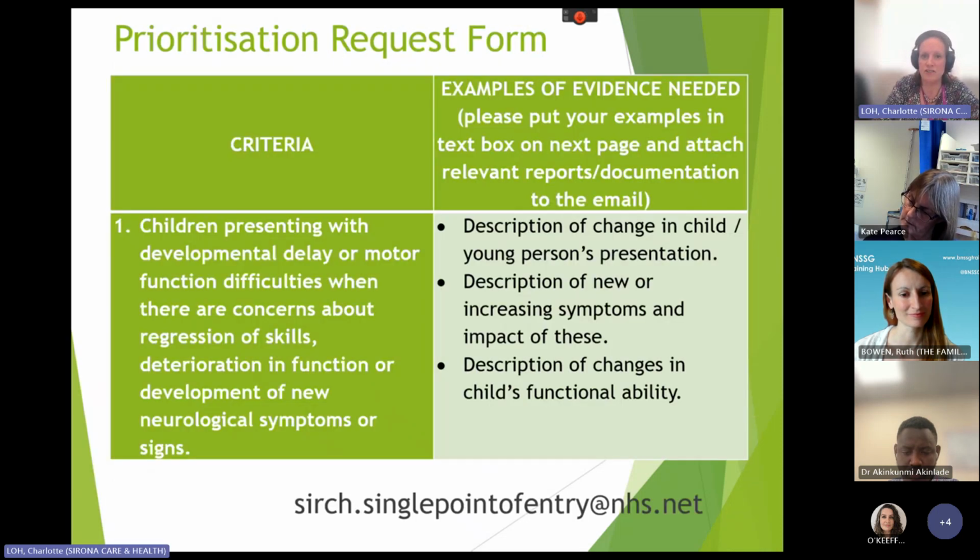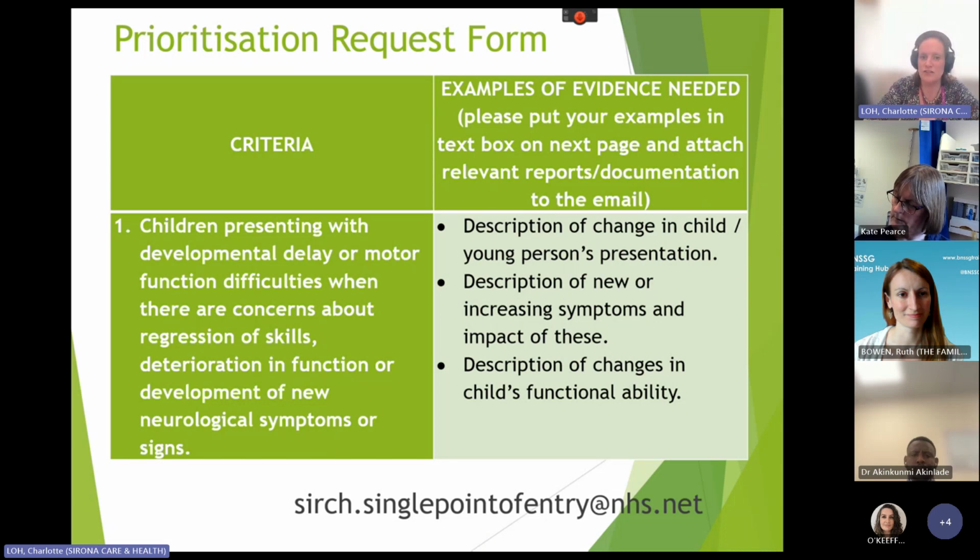There's such a thing as a prioritisation request form, and the one that's relevant is found if you put that into the Serona website. You'll come up with a prioritisation request form. This is the one that's relevant to developmental delay. So putting information in that's listed on this request form in your initial referral will help to get them triaged appropriately.